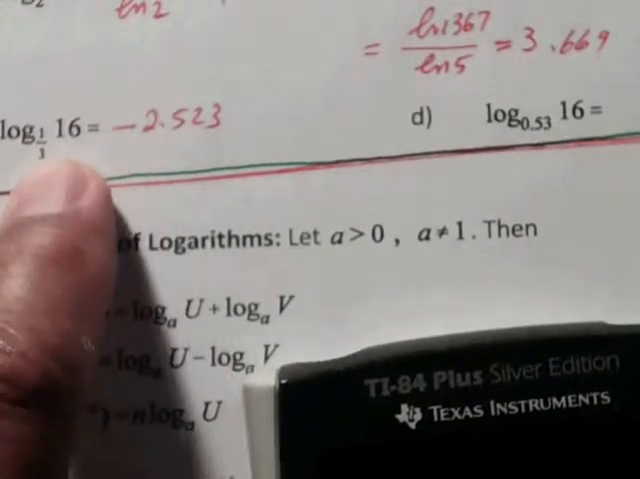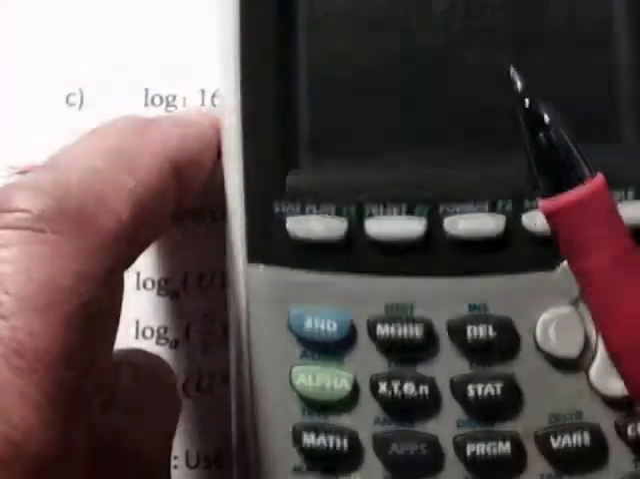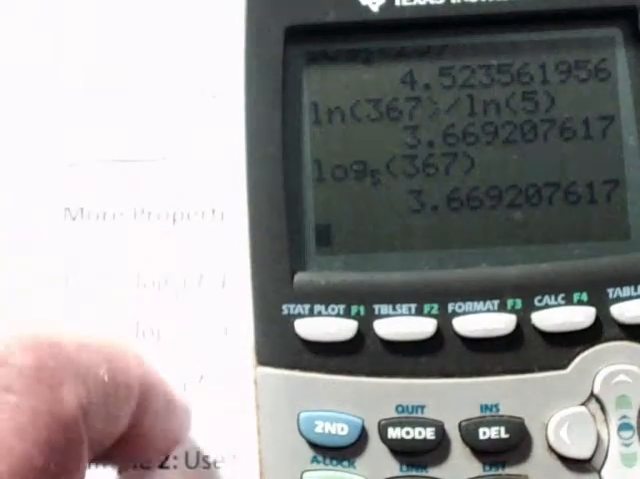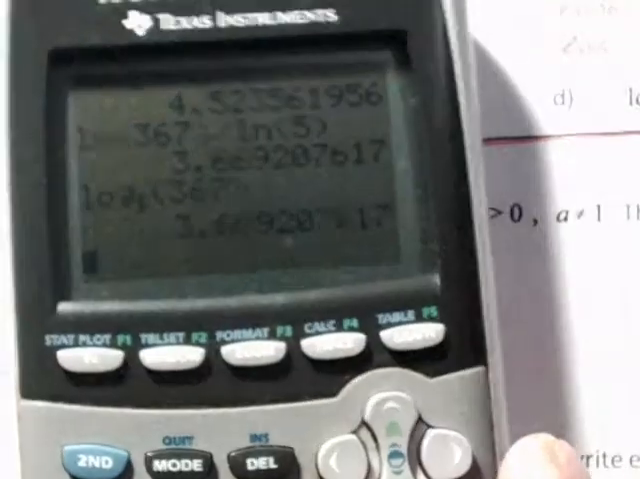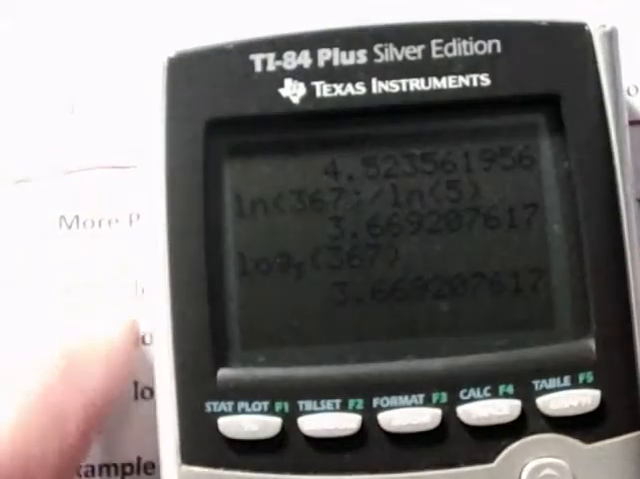Log of 16 to base 1/3. Okay. So you say, let's do it both techniques.